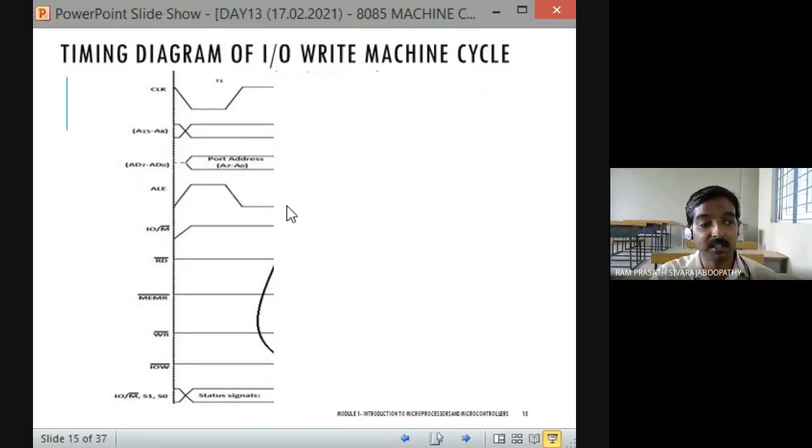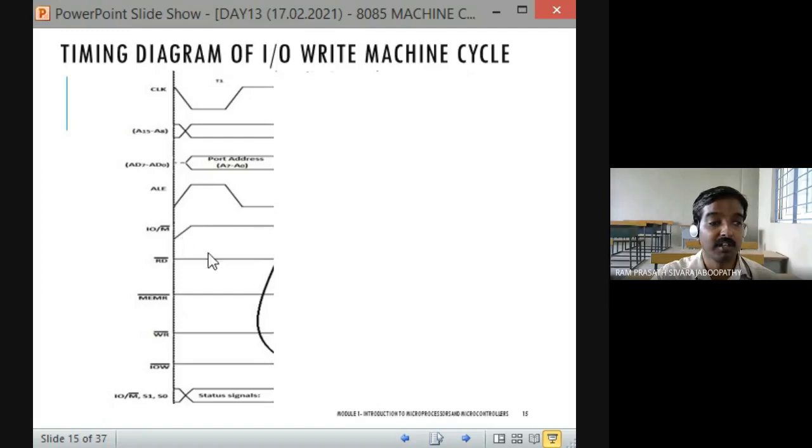Now, what about the status of IO/M bar? You can see in the diagram. What about the status of IO/M bar in this diagram? Can you type it in the chat? Yes, it is maintaining high. What it means? The current operation done by the processor is IO related operation. It is communicating with IO device. So IO/M bar goes high.